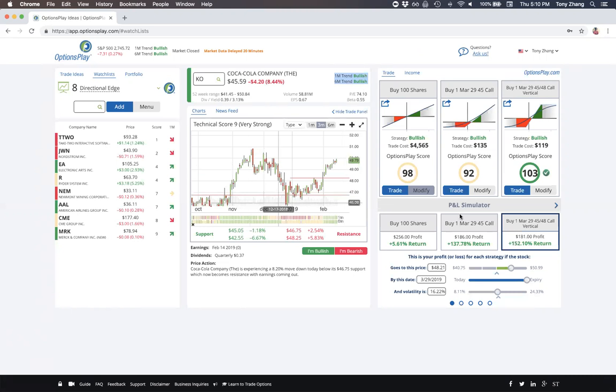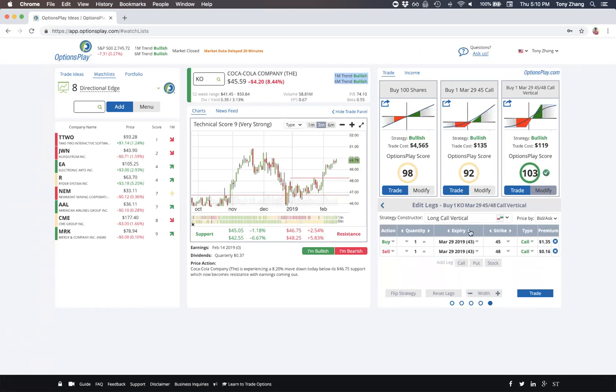You can always modify it, so you can click on modify. You can adjust it by making it go further out to April, or click on the left arrow to make it shorter dated. You can do all of that modification here within OptionsPlay.